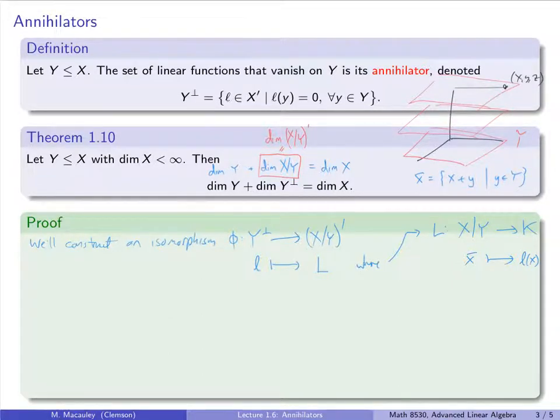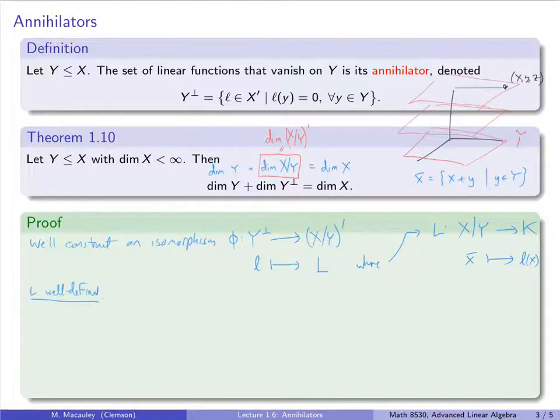Now let me clarify what I mean by well-defined. We have two maps here. The domain of little l is just a vector space. There are no equivalence classes here, no ambiguity. The definition of big L involves an equivalence class and a choice for that equivalence class. So what I've got to show is that big L is well-defined. And of course, if big L isn't well-defined, the map phi is not going to work either. So let's check that big L is well-defined.